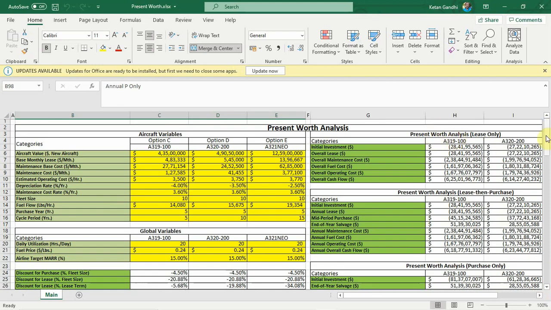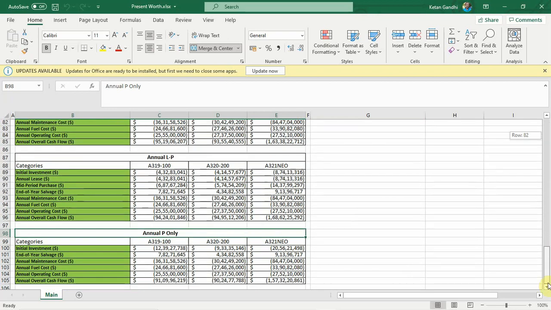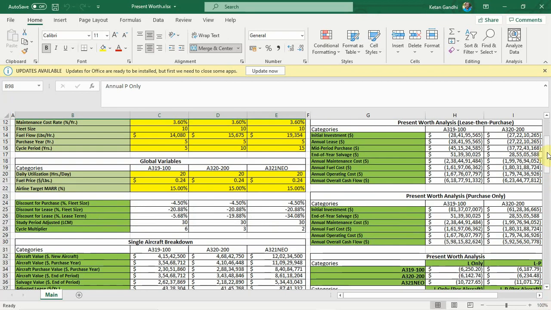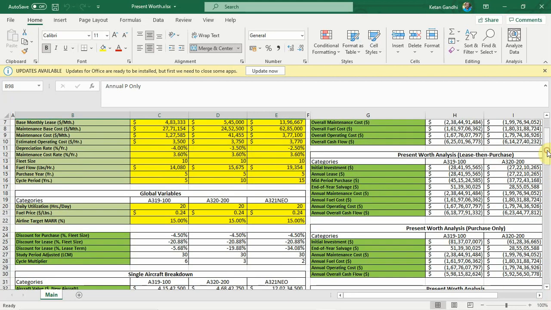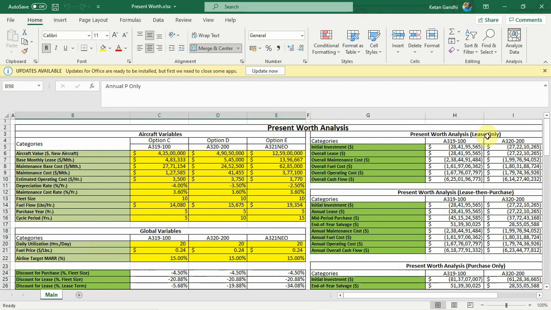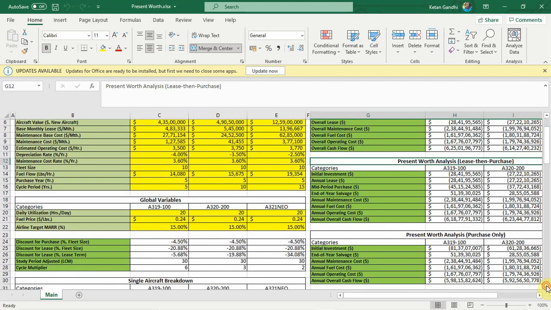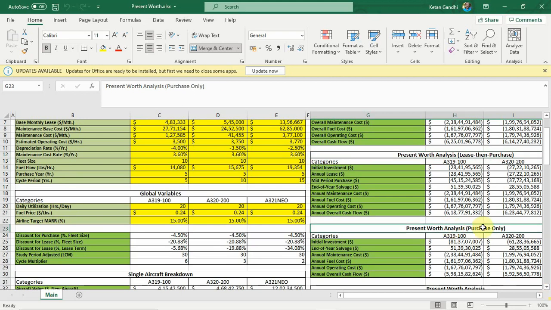based on these sub scenarios. We'll have the present worth analysis for lease only, then lease then purchase, which is a combination where first they lease it and then purchase it. Here it is leased throughout the period. Here the scenario is first they lease it and then purchase it, and here the scenario is purchase only on a fixed term.